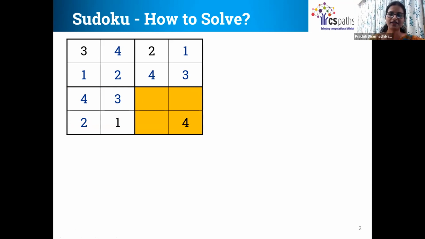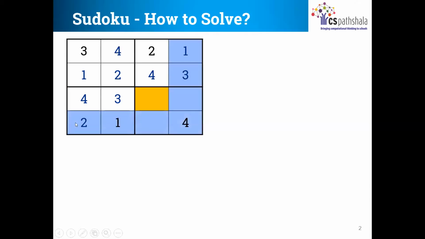So 1, where can we have 1? Can we have 1 in the last row here, below 4? You can see that in the last row and the last column, 1 is already present, isn't it? So in the last row, it will be 3.